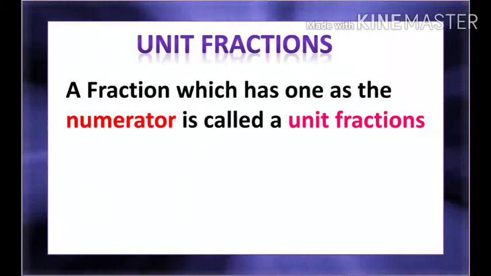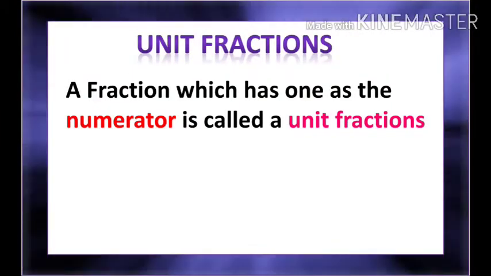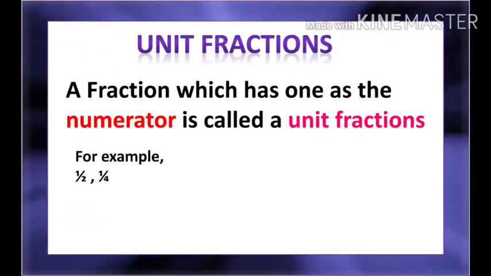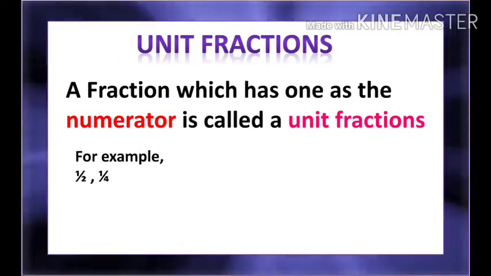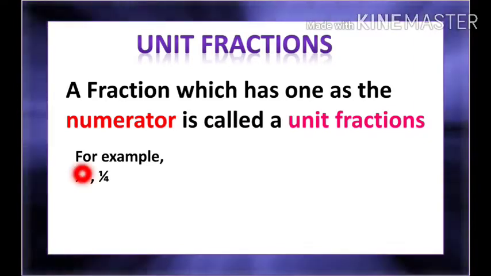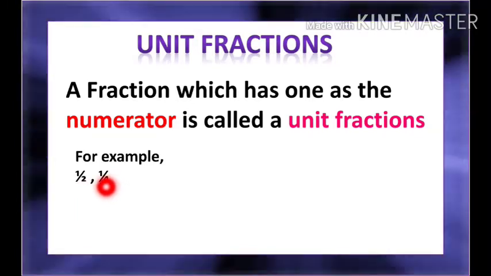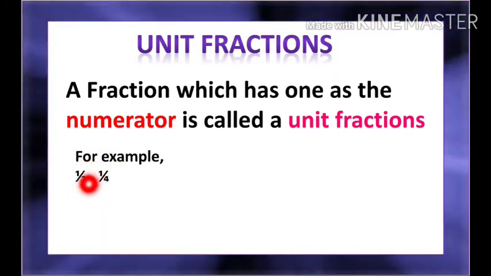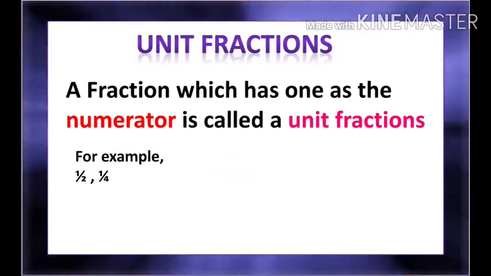Unit fractions. A fraction which has 1 as a numerator is called a unit fraction. For example, 1 by 2, 1 by 4. Here the numerator value is 1 and the denominator value is 2. Here the numerator value is 1 and the denominator value is 4. Here 1 is the numerator. In this fraction, 1 is the numerator. So it is called a unit fraction.